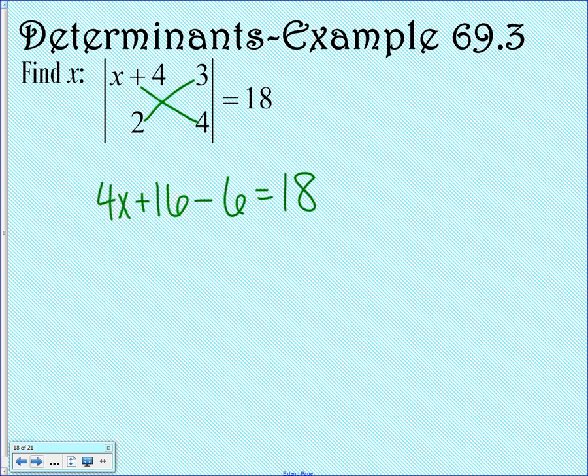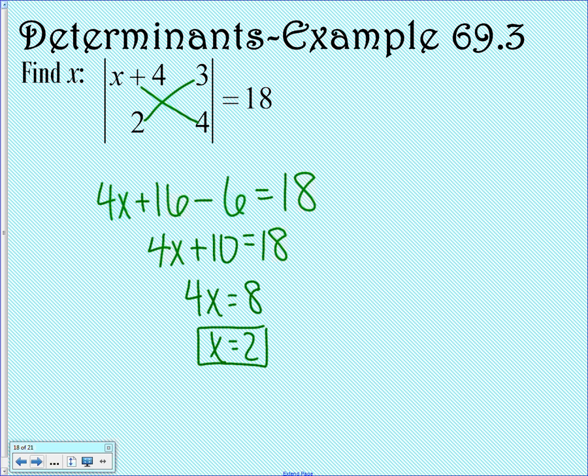And so now we basically just need to solve for x. So we have 4x plus 10 equals 18. So 4x would equal 8, which means that x would equal 2. And so that would be the answer there. So they told us what the determinant was, and you just had to set it up, set it equal to 18, and solve for your variable.